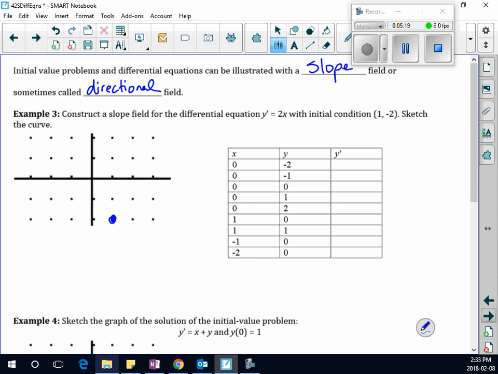That means that the graph actually goes through there. Okay, so they will not provide you with this table. I provided you with this table, and eventually you'll have to come up with your own table.